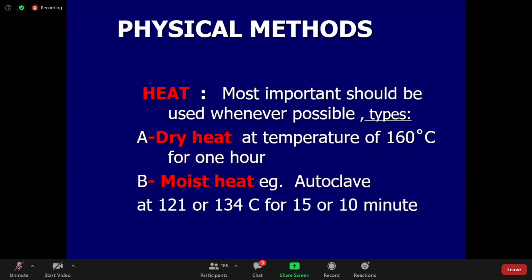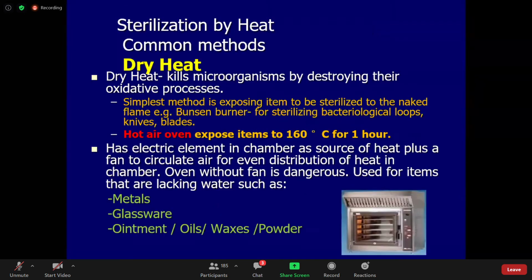Now, we don't want to memorize that, but in the old days, 1 to 1 is equivalent to 15 pounds per square inch. So we usually memorized it when I was a student, 15 for 15. 15 means 15 pounds per square inch, equivalent to 121 degrees centigrade. So 15 for 15. This is how I remember it years ago.